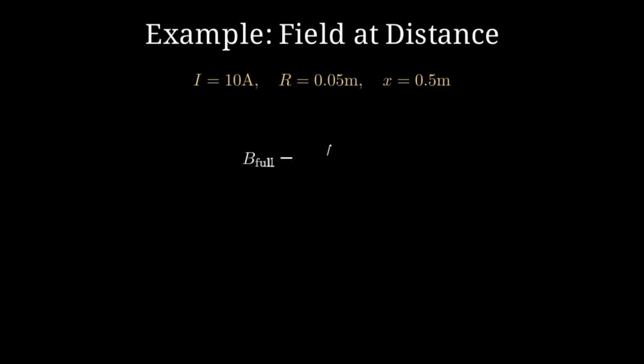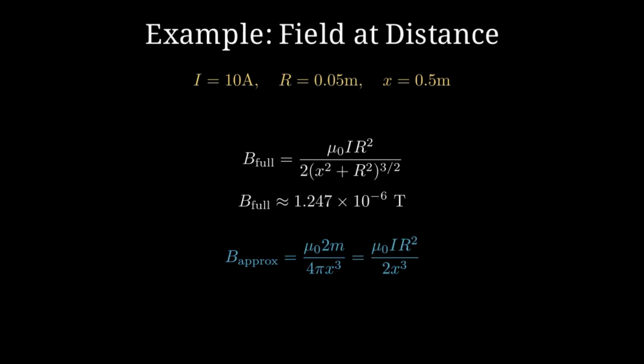If we move to a point 50 centimeters away from a 5 centimeter loop, the approximation becomes very accurate. Calculating the field here shows how rapidly the strength drops off. This is why you must be very close to an electromagnet to feel its pull.